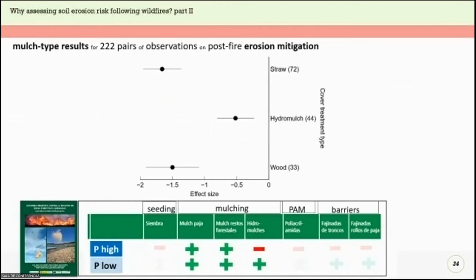Another result that I would like to show is this one, in which we compare the different types of mulch that you can use: wood mulch, hydromulch, and straw mulch. And you can see hydromulch is much less efficient, and much more expensive. So it's not a good option to use it, okay?